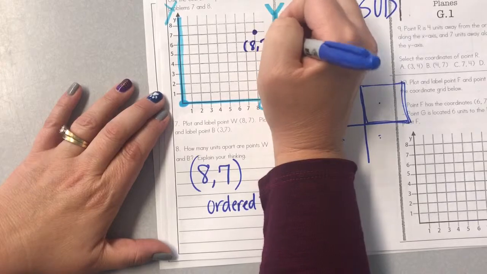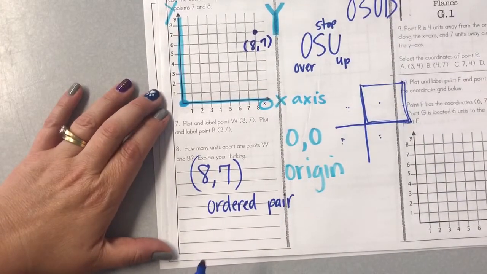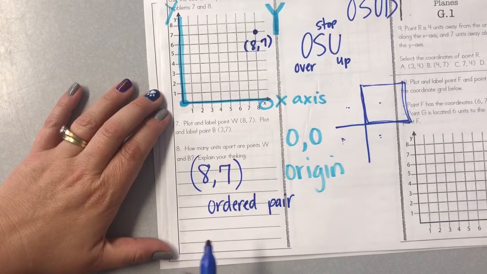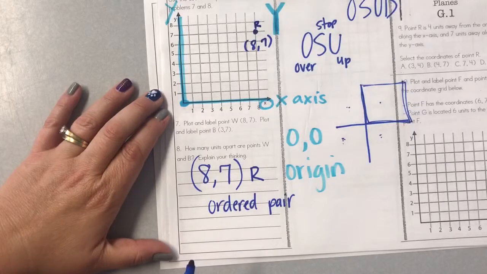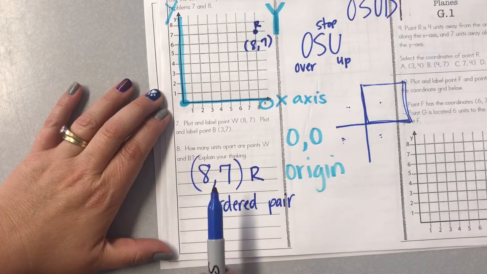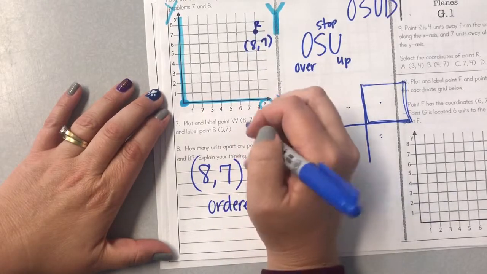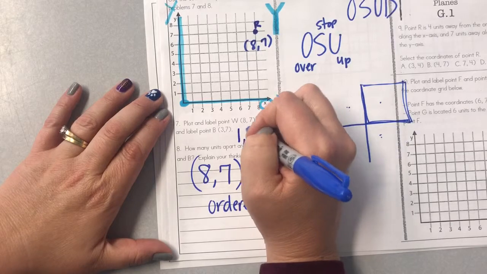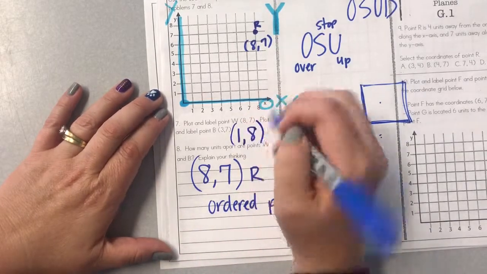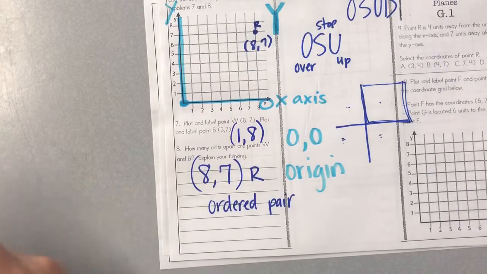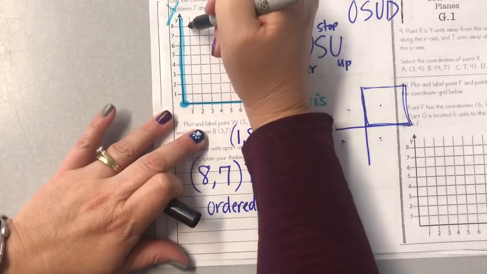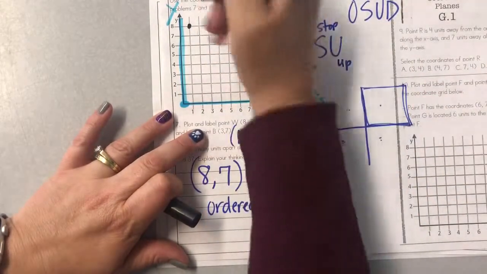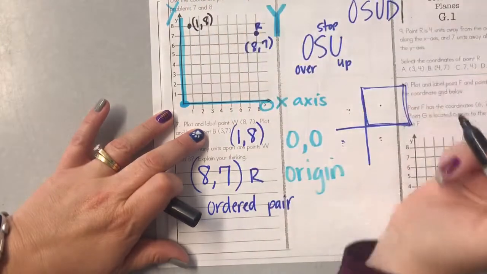And a lot of times we need to label that point. Sometimes we label it with the coordinates. Sometimes we might label it, let's say we say this is point R. We might put an R right there. Okay, so you're always going to go over before you go up or down. So let's do another one. Let's say we're going to plot the point 1, 8. Well, I'm going to go over 1. So I start at my origin, over 1, and then up to 8. And this would be point 1, 8.